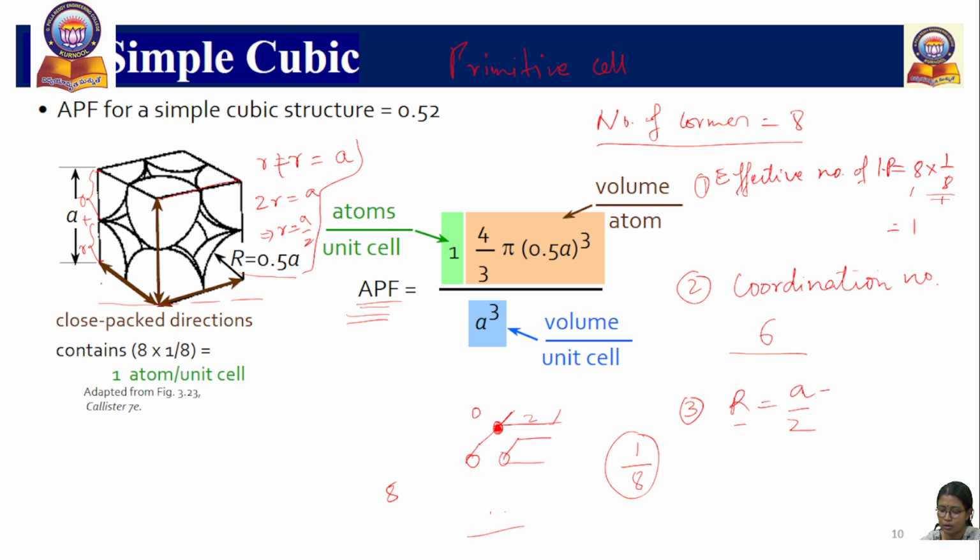What is the total volume of the unit cell? The unit cell is cubic. For any rectangular cuboid, the volume is length times breadth times height. If length, breadth, height all equal a, then the unit cell volume will be a cube. Now we are considering atoms to be spherical. What is the formula for sphere volume? 4 by 3 pi r cube. Instead of r, what are we taking? 0.5 a, or half of a.